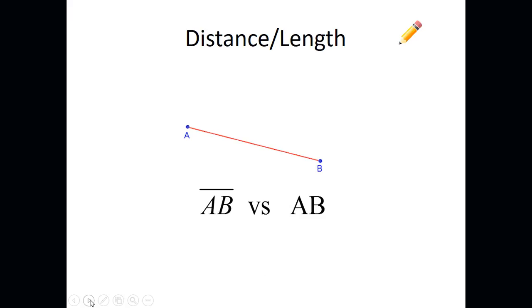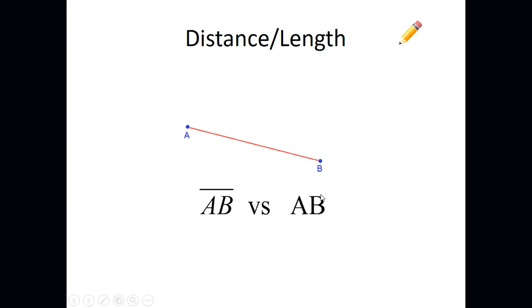Now let's talk about distance and length. In this picture, we have AB, the segment bar, right? Notice the little segment above. Sometimes kids will say to me, Kincaid, is that a big deal? I mean, you know it's segment AB because you can see it. Do I really have to put that little line above it? Yes. This is referring to a segment.